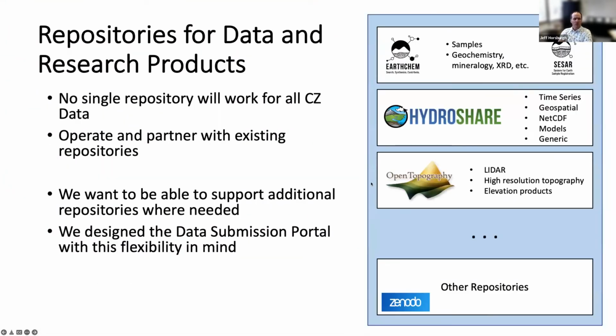All right, so repositories for data and research products. We're supporting EarthChem, HydroShare, and Zenodo. We know that no single repository will work for all of the CZ data. We know that those three repositories may not work for all CZ data. And we even mentioned OpenTopography in our proposal as a repository that we would like to develop a relationship with, and we've been working on that a little bit. But we know that there may be other places that people have to submit data.